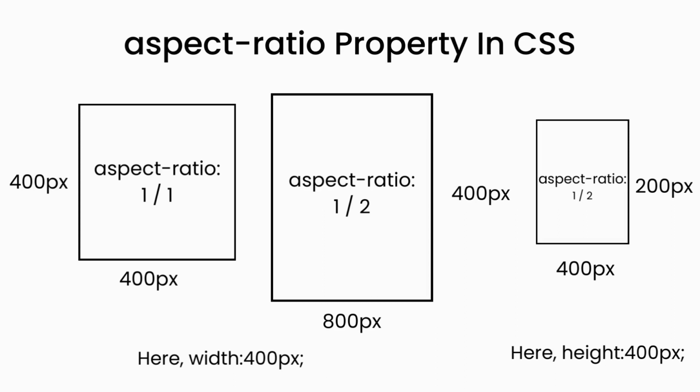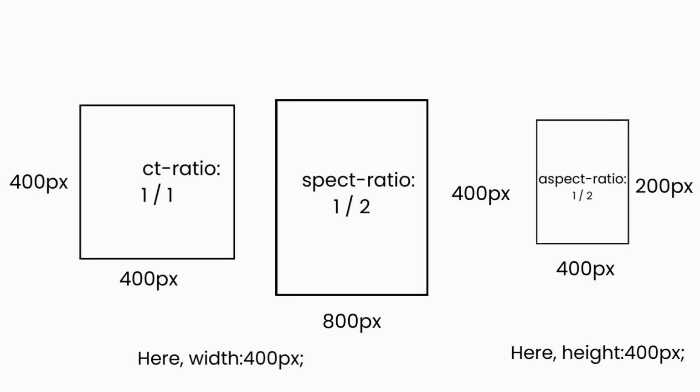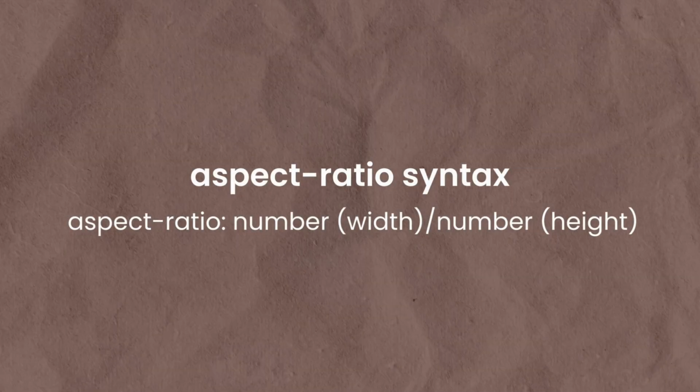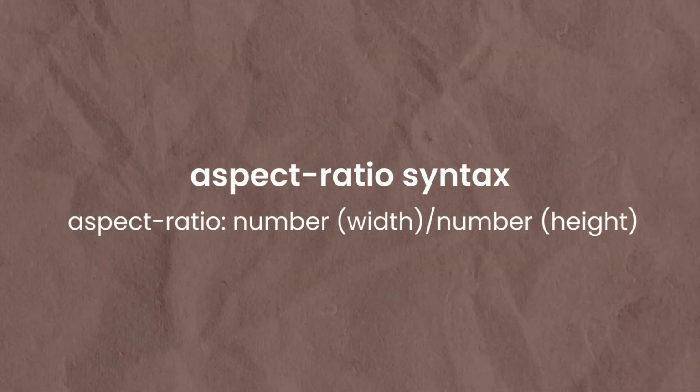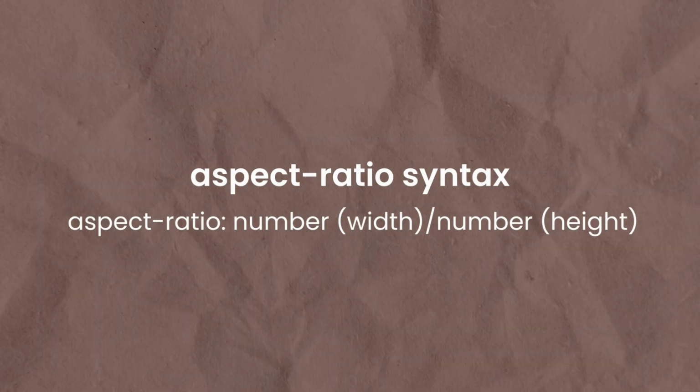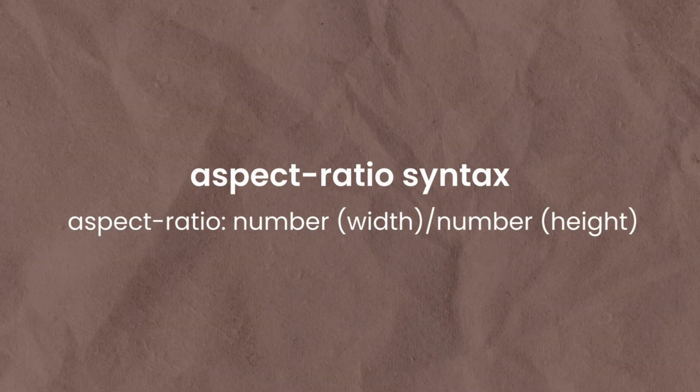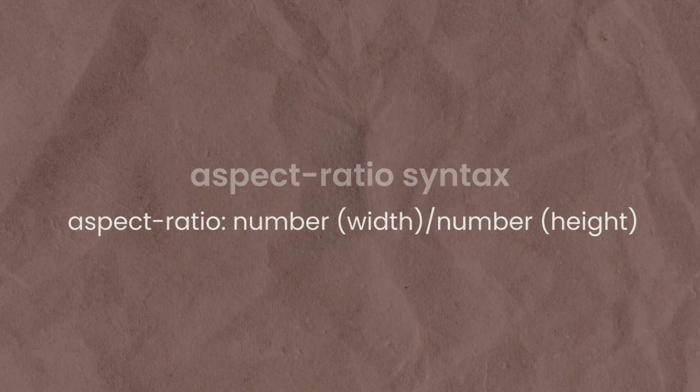Let us see an example. But before I do that, let me give you a brief about aspect ratio syntax. The aspect ratio syntax in CSS is shown on the screen. So the first value represents the width and the second value represents the height.